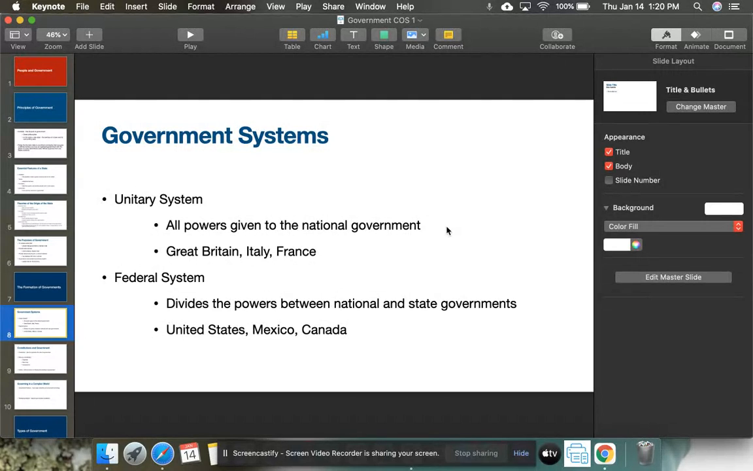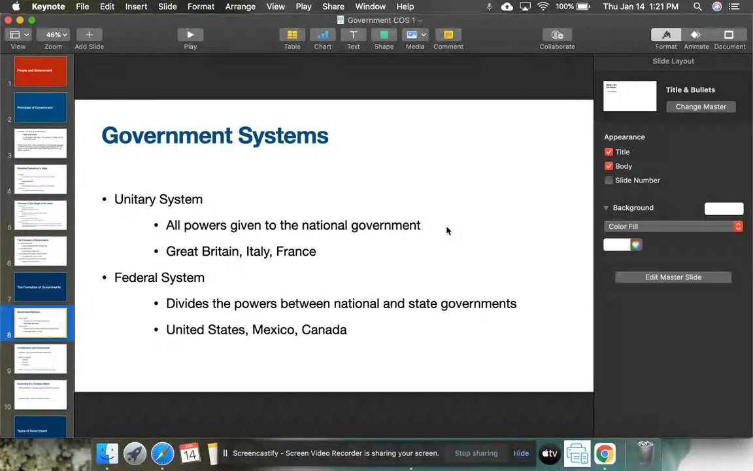In the unitary system, all power is given to the national government, and there's really no states in this country. More European countries like Great Britain, Italy, and France would be this type of system. The other type is called the federal system, where power is divided between your national and your state governments, just like we have here in the United States. Mexico and Canada also have this type.